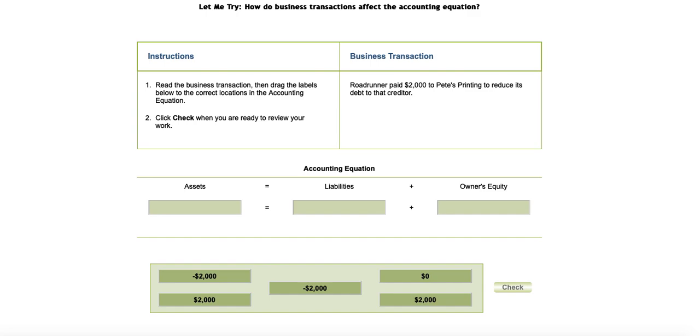Read the business transaction, then drag the labels below to the correct location in the equation. Click Check when you are ready to review your work.